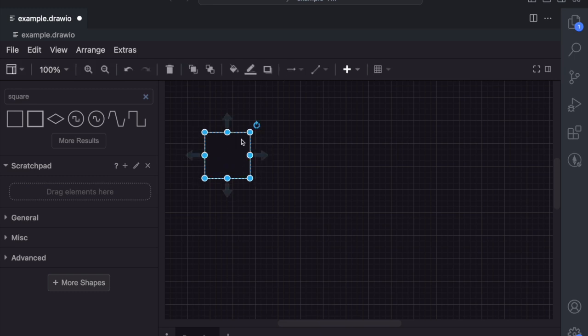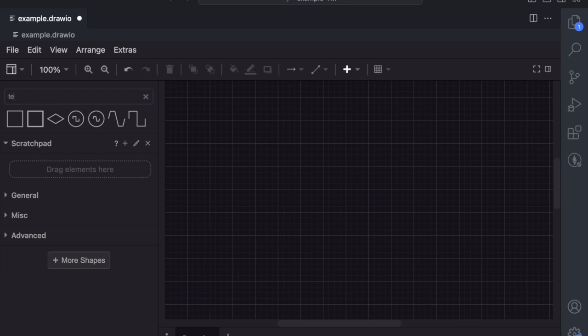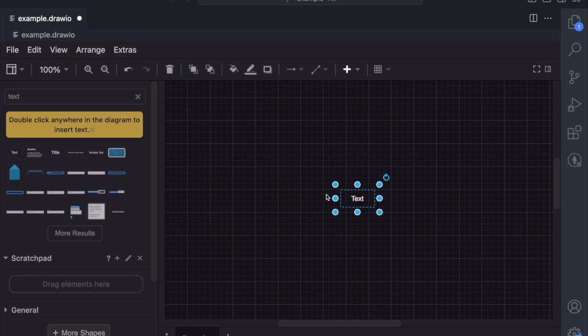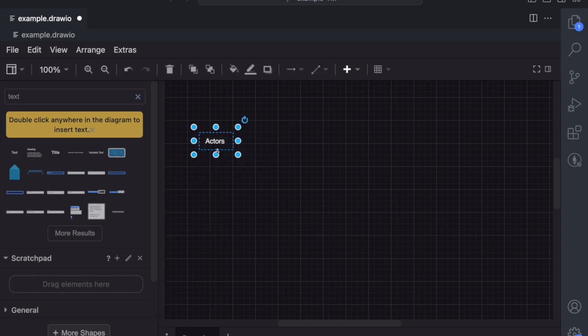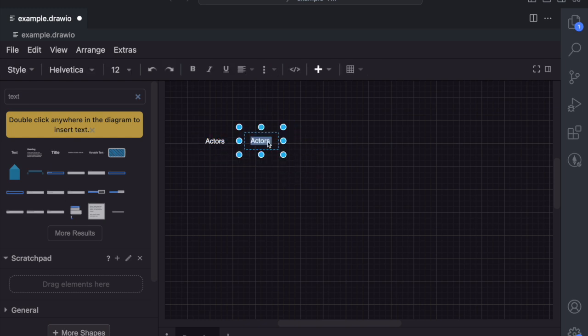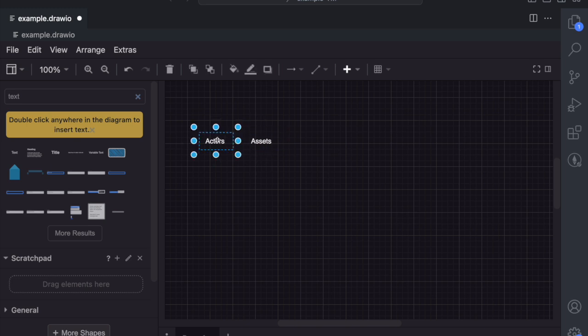Honestly, I messed up. Let's actually do text, since we want our diagram to represent different parts of the Uniswap code. All right, so let's do actors. So you're going to have an actors table or section. You may have an assets section, and that's all we're really going to do for now.